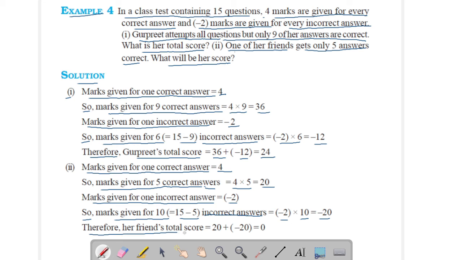Therefore, her friend's total score equal to 20 plus minus 20. If you open the bracket, it will be plus minus minus. It will be 20 minus 20, that is 0. This is your answer.